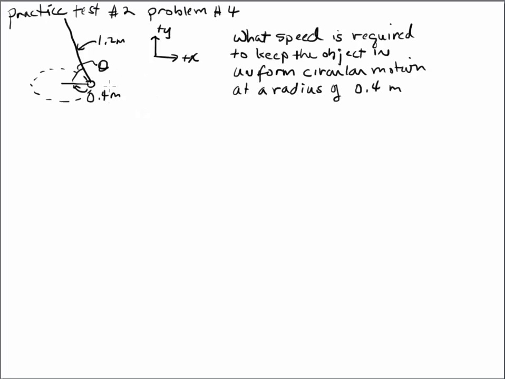All right, we have an object suspended on a string. It's being spun in a circular motion with a radius of 0.4 meter. The question is, what speed is required to keep the object in uniform circular motion at a radius of 0.4 meter?